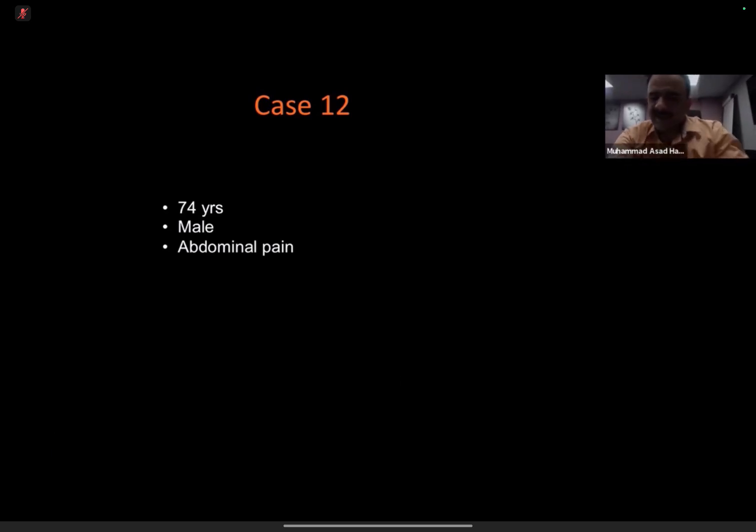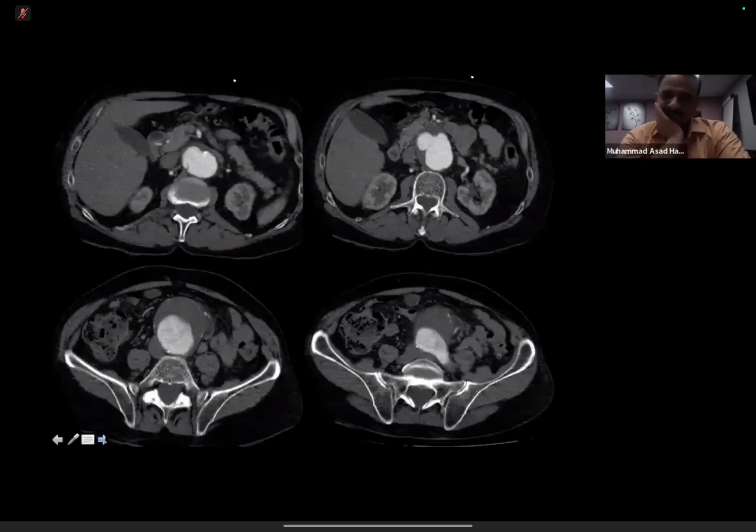This is the next case I wanted to show everyone. This is a 74-year-old male who presented with abdominal pain. Here's the presentation. A CT has been done. Please describe the findings.